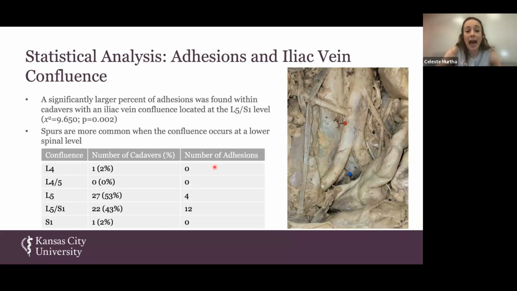And then lastly, looking at the relationship between adhesions and the iliac vein confluence, we found that a significantly larger percent of adhesions was found within cadavers with an iliac vein confluence located at the L5-S1 level, suggesting that spurs are more common when the confluence occurs at a lower spinal level. And to me, this suggests that the anatomy of the left common iliac vein and the path that it travels in individuals with a lower iliac vein confluence may make the vein more vulnerable to compressive factors, to stronger compressive factors.